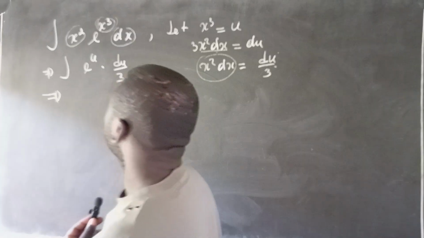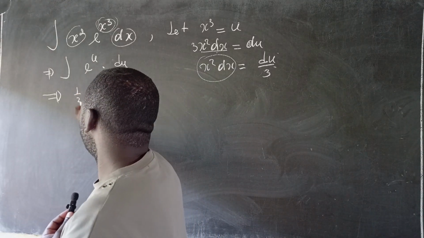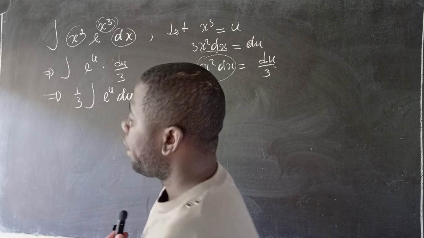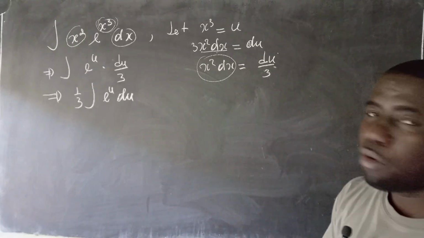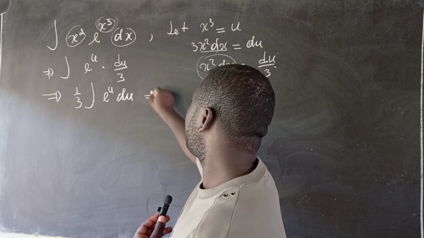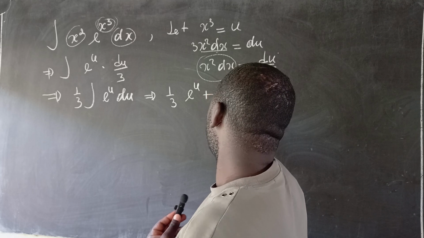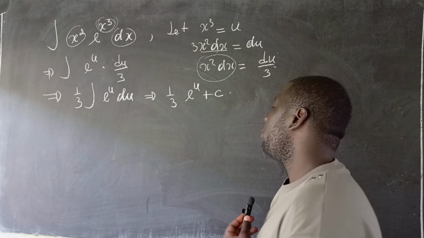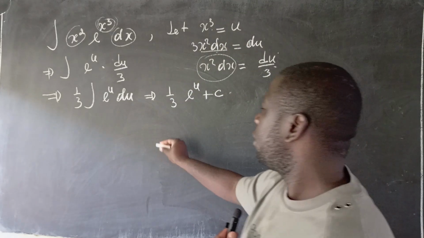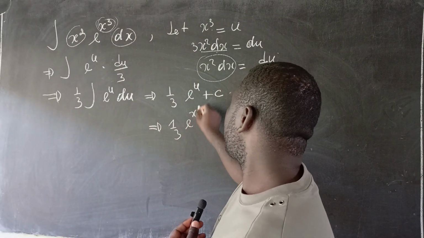this 1 over 3 out of integral. We have 1 over 3 integral of e power u du. The integral of e power u, it's e power u. So we have 1 over 3 e power u plus c. So remember to replace this u by its value. So the final answer will be 1 over 3 e power x power 3 plus c.